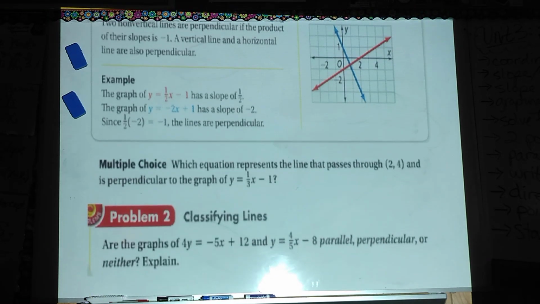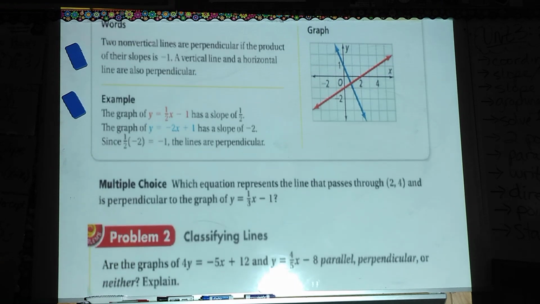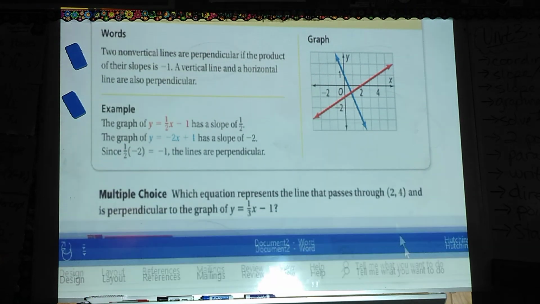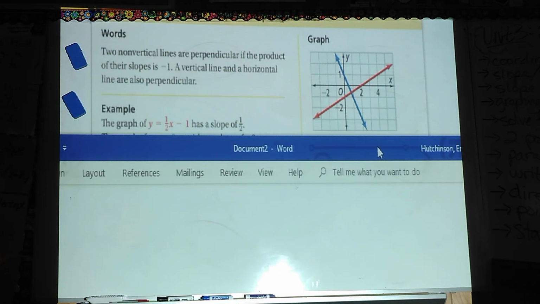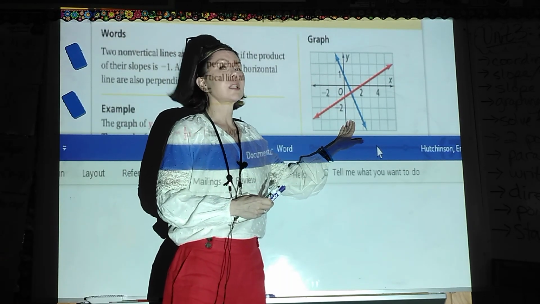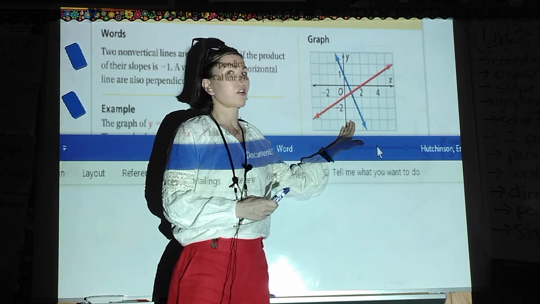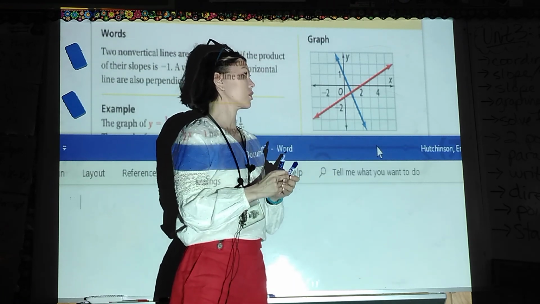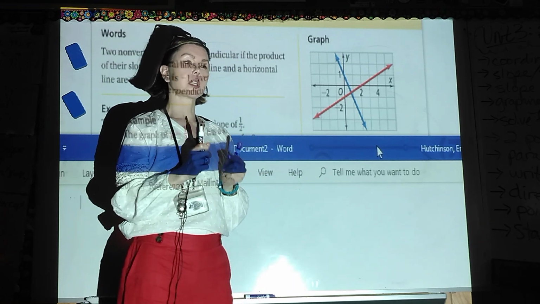So here we are moving on to perpendicular right away. Okay? So take a look at our graph here. Okay? These two lines are clearly not parallel. Okay? Because they what? They cross each other. These are perpendicular lines. How do we know that they're perpendicular lines?